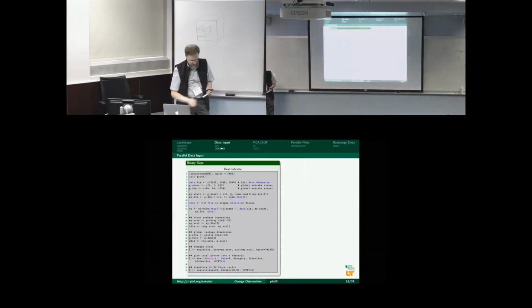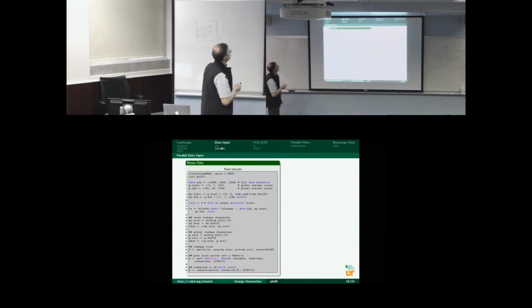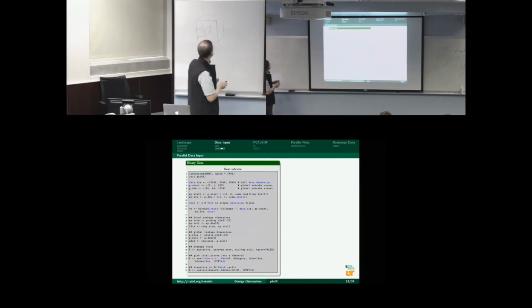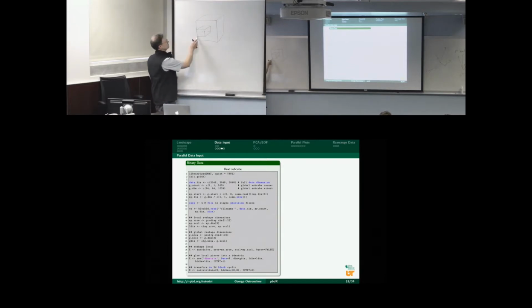Let's see, it's over here. So there's the global. You give it the global data dimension. Can everybody read that? Is that okay? Some of the things you give it is the global start, so that the global start would be this point here, and that's global start in all the 3 coordinates. And you notice that over here my coordinate depends on my rank.